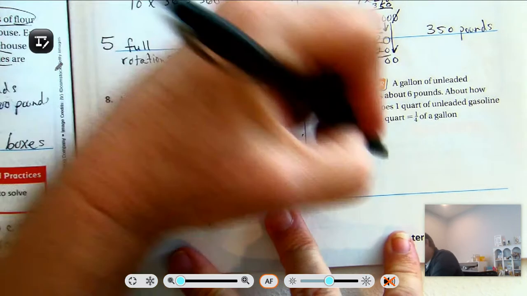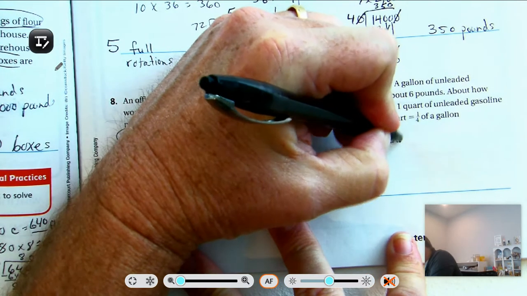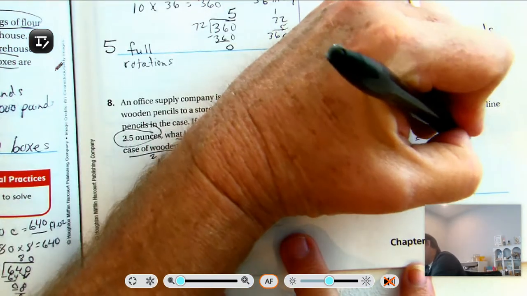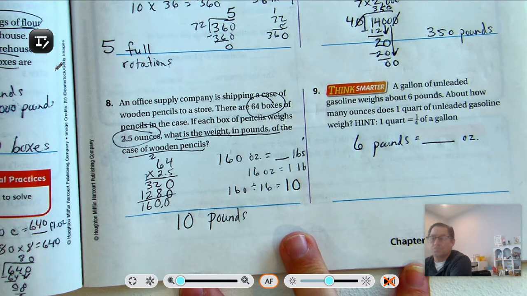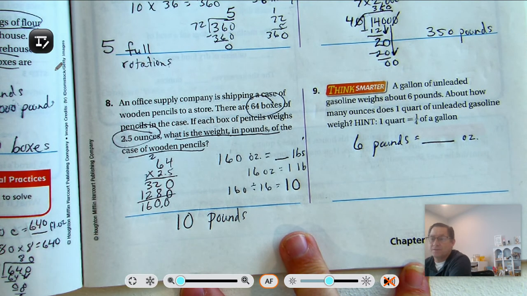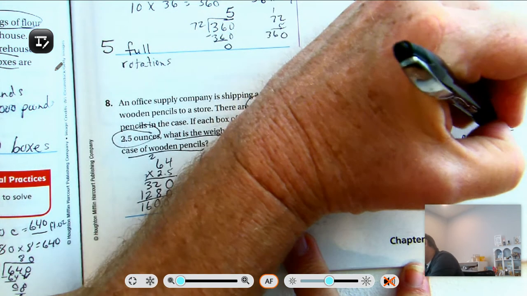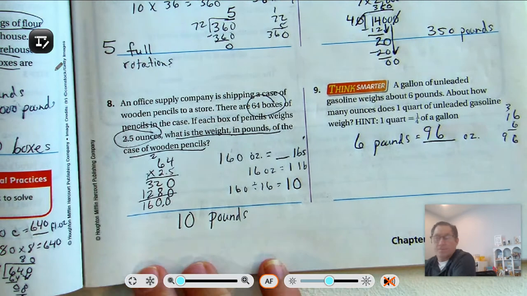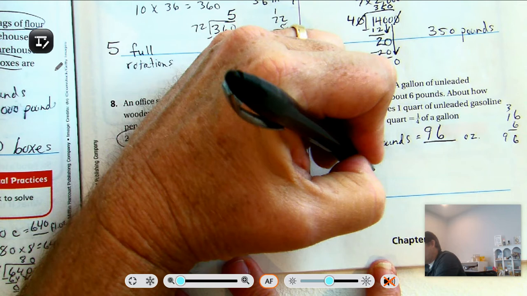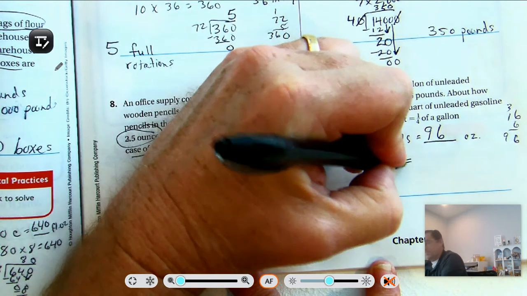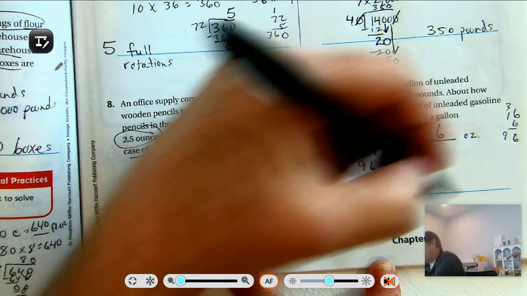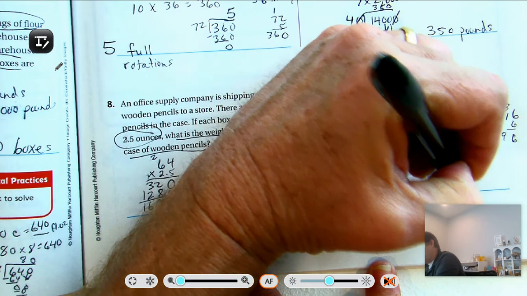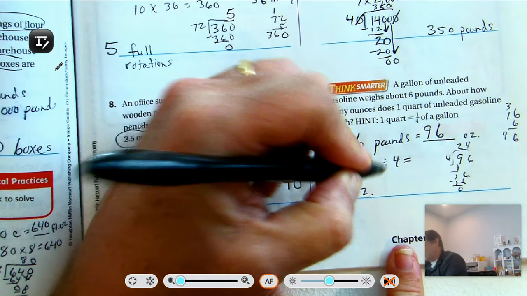we're going to take 6 pounds. And how many quarts is that? Or how many ounces is that? Well, there's 16 ounces per pound. So 16 times 6, 96 ounces. Okay, so this 96 ounces, we're going to divide by 4 because it's 1/4. So 96 divided by 4 is 24 ounces.